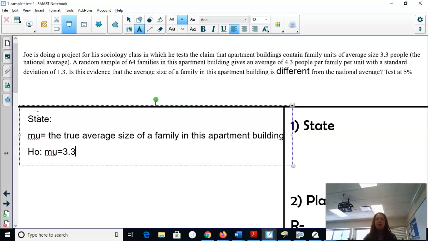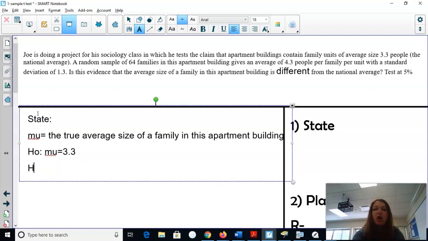On average, 3.3 people live in an apartment unit together. Joe is wondering if that is different. This is how we can type not equal to. He's wondering if it is different at the apartment building that he's looking at. We have an alpha level of 0.05.